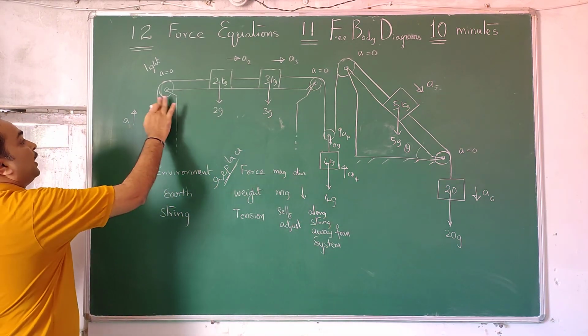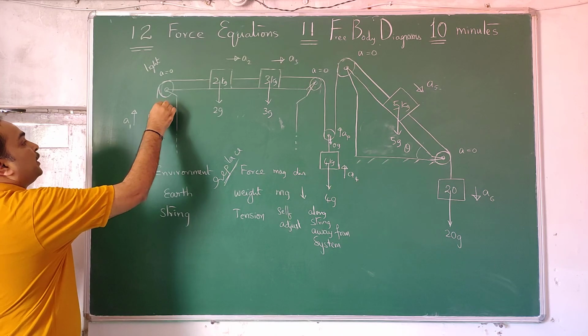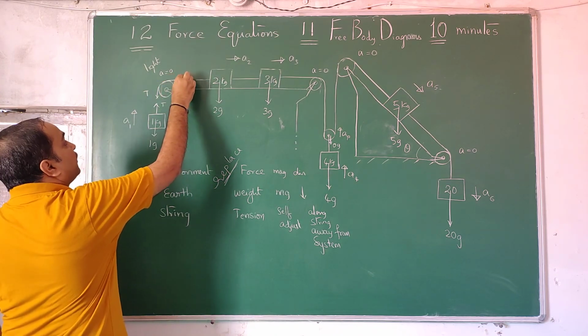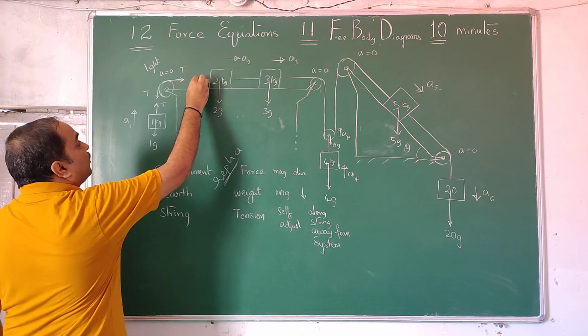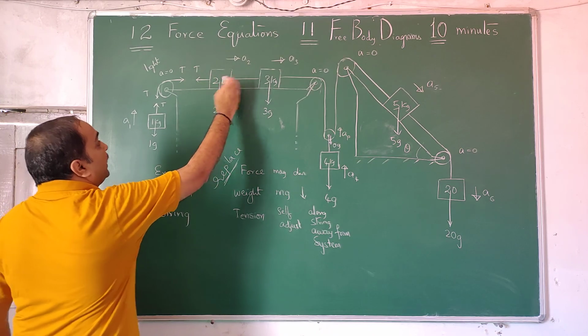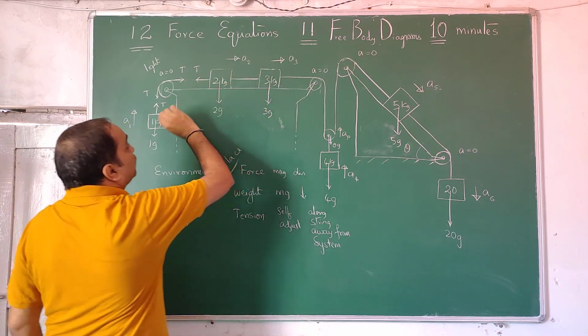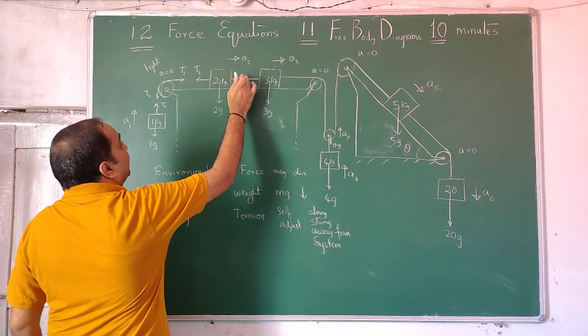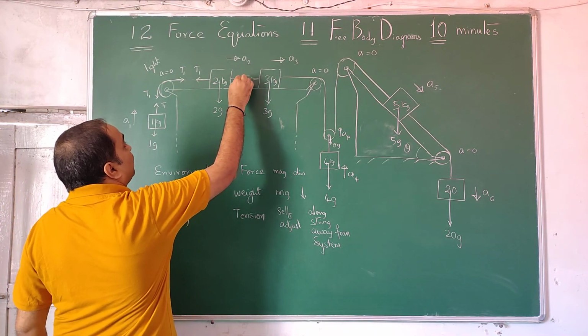So here I rub off this: along the string, away from the body, T. That means I removed the wire. Now I am writing tensions: along the string, away from the body, T. Now the wire has changed. This is another wire, so you are not supposed to write the same tension for all. So the first wire is T1, T1, T1, T1. Second wire: along the string, away from the body, T2.